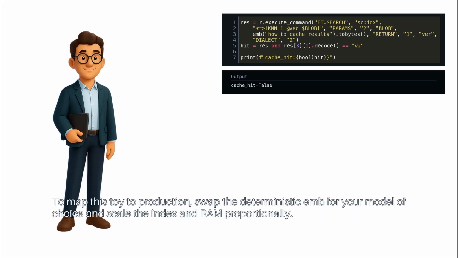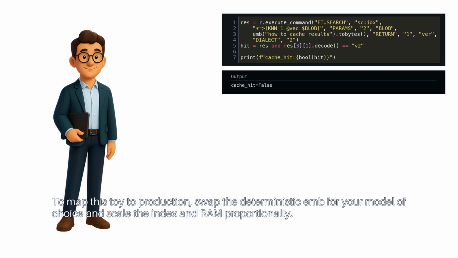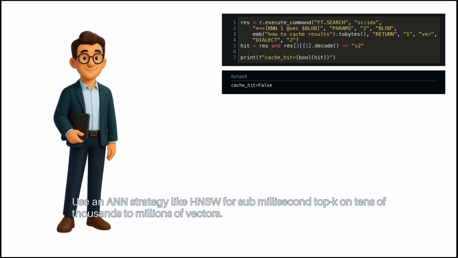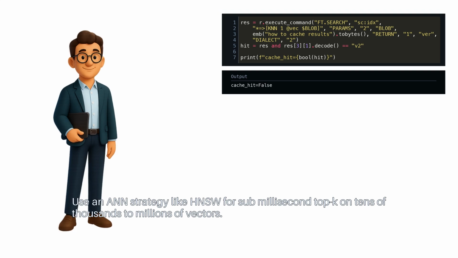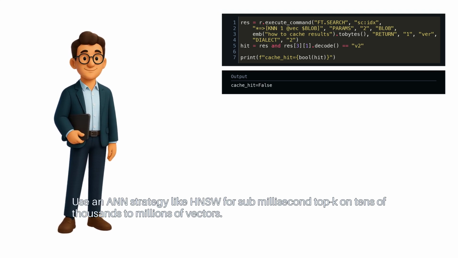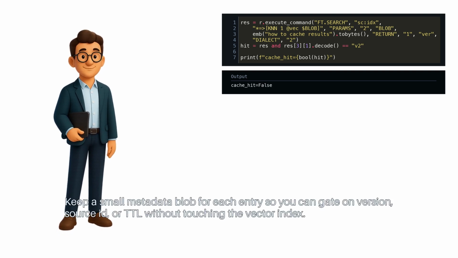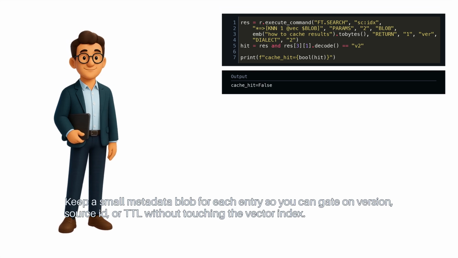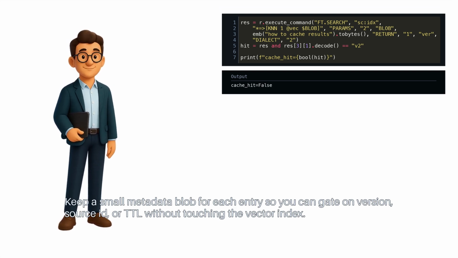To map this toy to production, swap the deterministic emb for your model of choice and scale the index and RAM proportionally. Use an ANN strategy like HNSW for sub-millisecond top K on tens of thousands to millions of vectors. Keep a small metadata blob for each entry so you can gate on version, source ID, or TTL without touching the vector index.